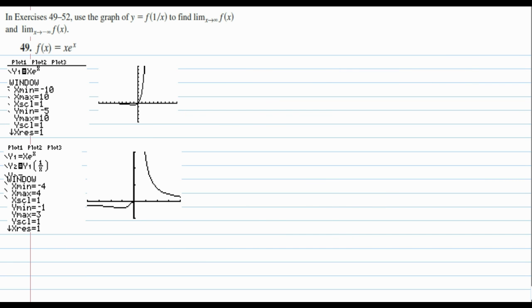Now try problem number 49. It says use the graph of y equals f of 1 over x to find the limit as x approaches positive infinity and the limit as x approaches negative infinity. Well, f of x is x times e to the x. So f of 1 over x is going to equal 1 over x times e to the 1 over x.